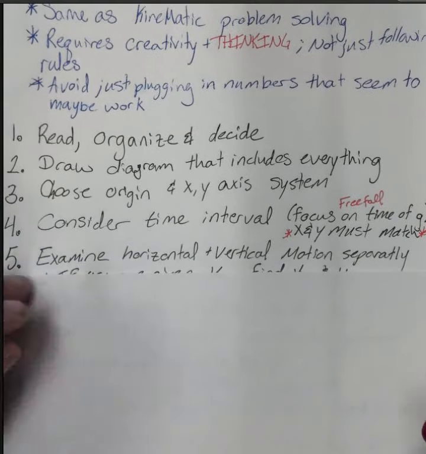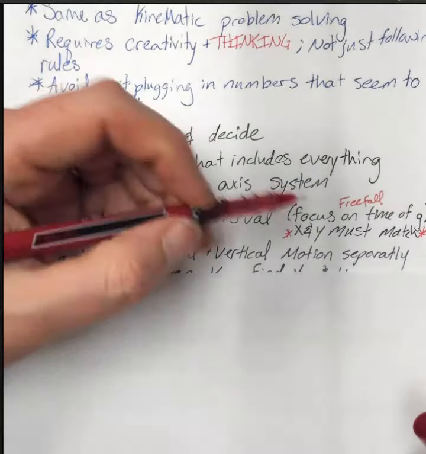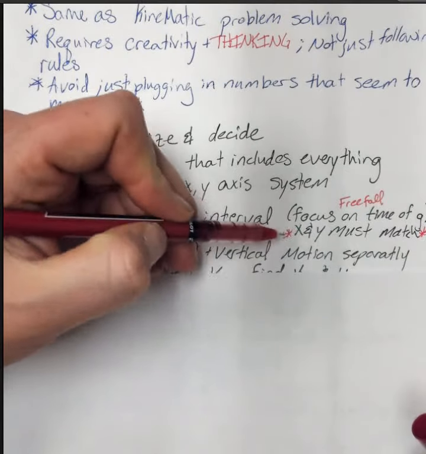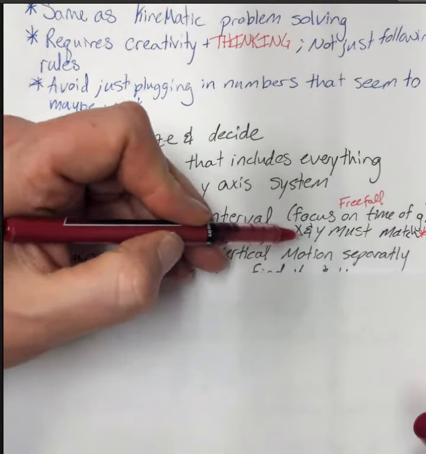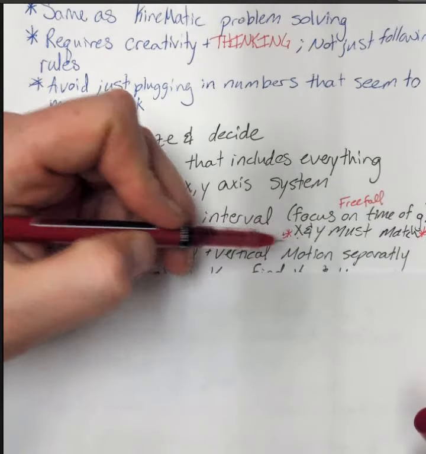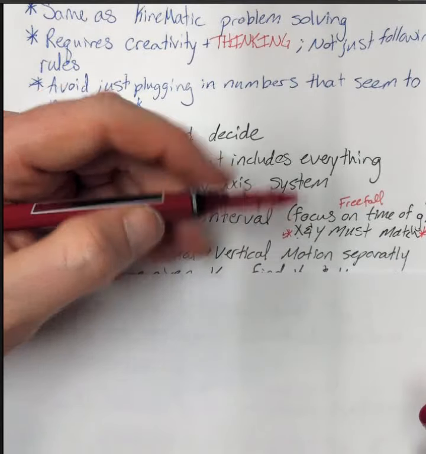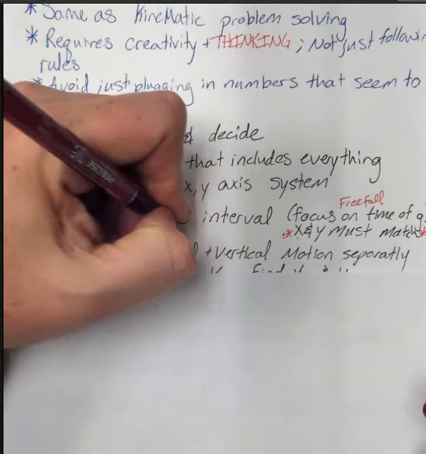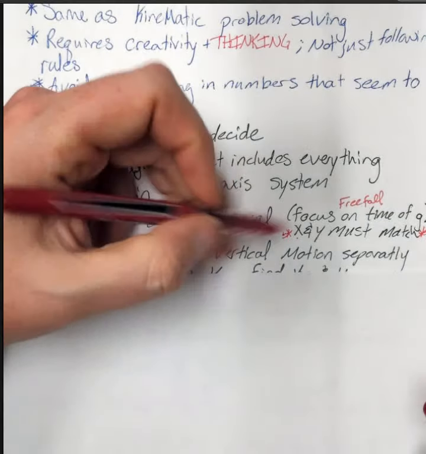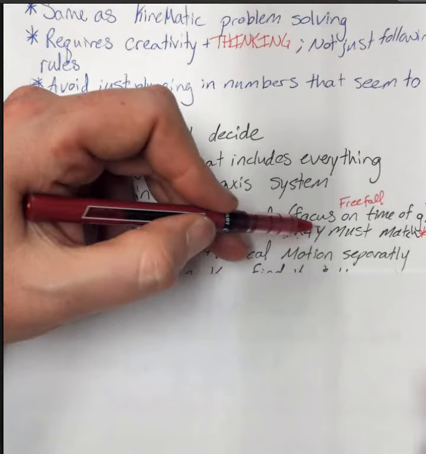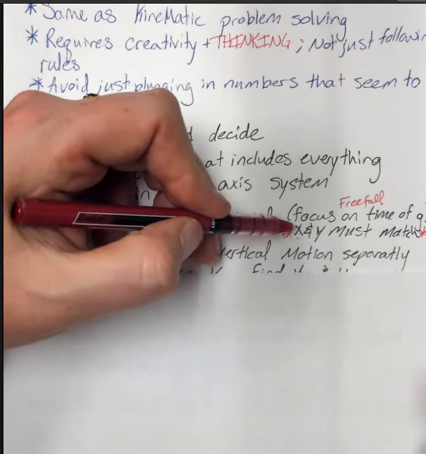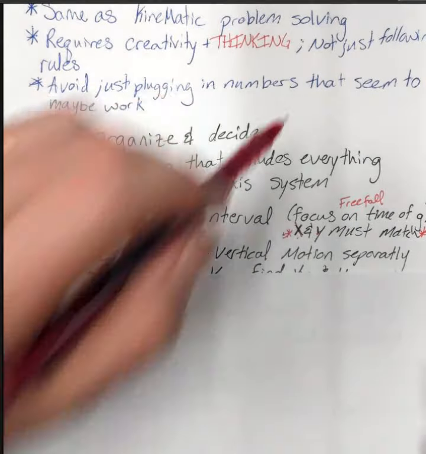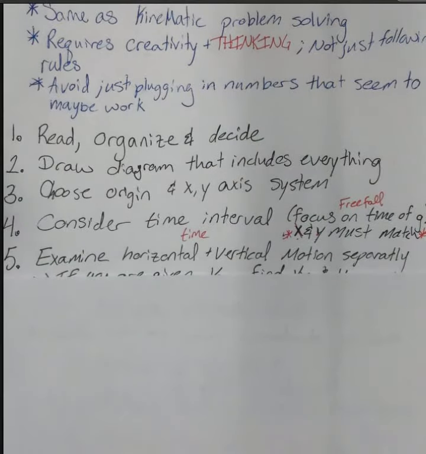Number 5, you want to examine horizontal and vertical motion separately. Oh, and there's this other thing that I wanted to point out: when you're solving the problem, make sure that the x values and the y values match, that they make sense and that they go together. Remember, the connecting point between x and y is the time. So if you solve for a time from the y plot, you better make sure that that time is the time that you needed for the x plot. Right? Make sure that your values match.